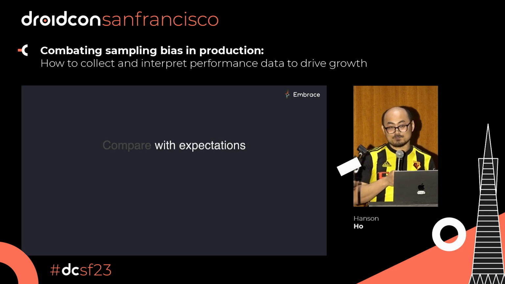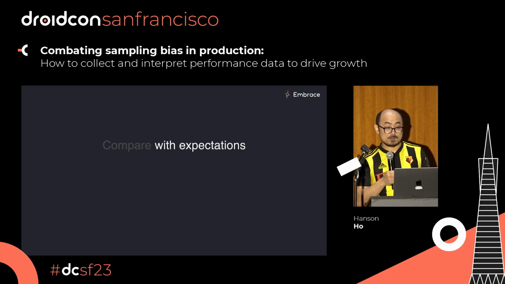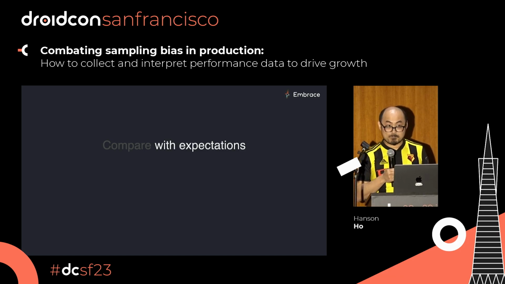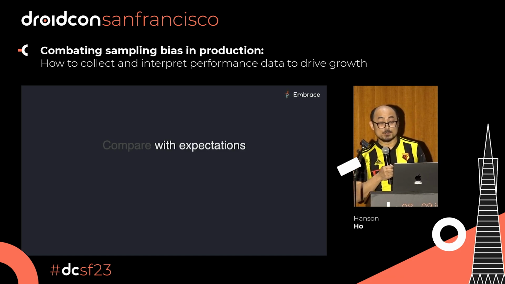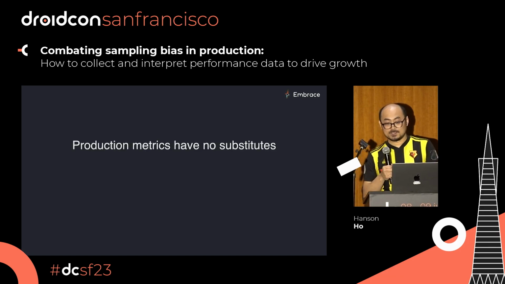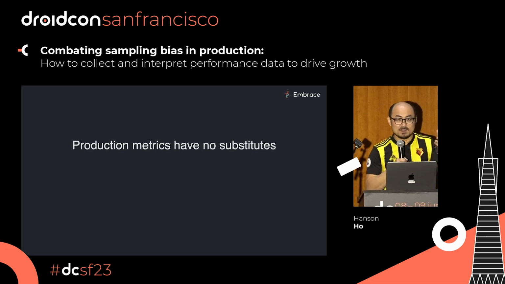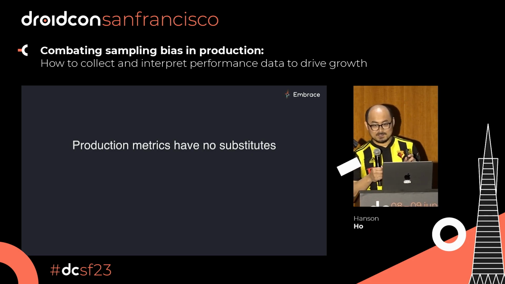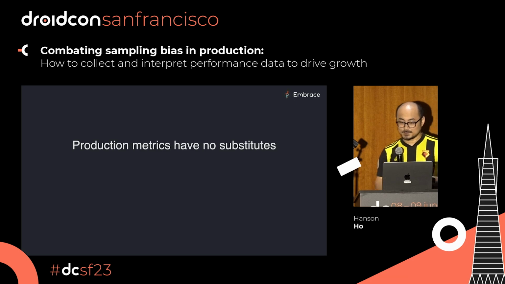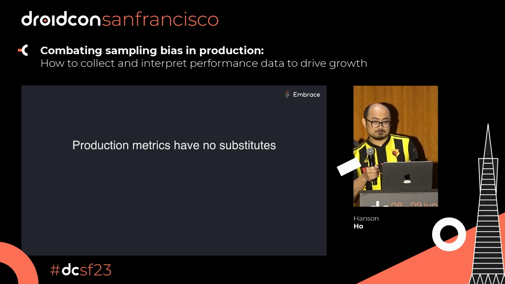If you added a feature and you wanted to know if it slowed down app startup, maybe it did in the benchmarks, maybe it didn't. But production metrics will tell you whether it affected your users or not. Production metrics really have no substitute because they provide a lens into what your users are experiencing. So it's important to make sure that they are as good as possible.